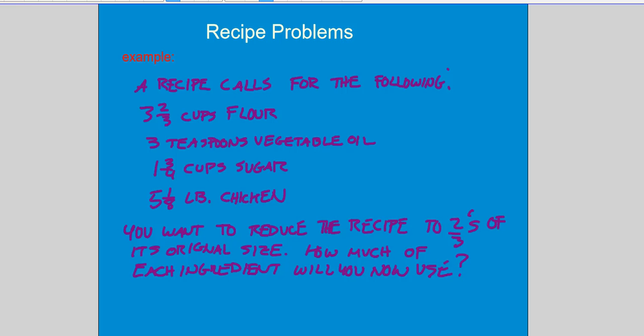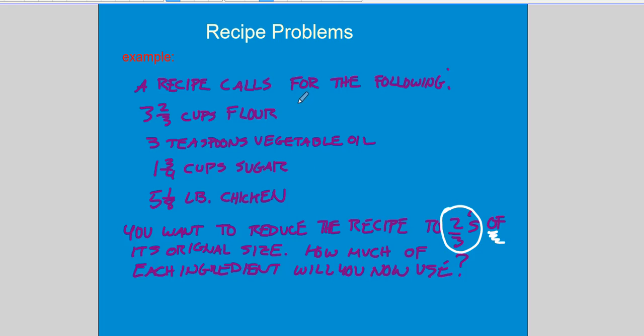Alright, let's do some recipe problems where we're actually going to reduce the recipe size. So I've got a recipe calls for the following: 3 2/3 cups flour, 3 teaspoons vegetable oil, 1 3/4 cups sugar, 5 1/8 pounds chicken. So we're going to reduce the recipe to 2/3 of its original size, so we're shrinking it. So again, 2/3 of, remember of means multiply, how much of each ingredient will we use?